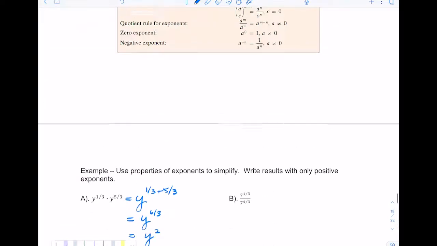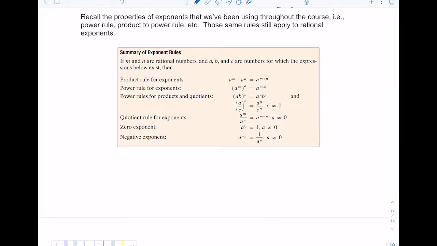And again, you have these different rules to review, and the one that I just used was the product rule for exponents, where the bases are the same and I add the exponents.